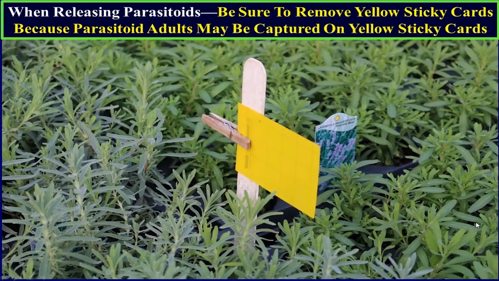Okay, we'll talk about monitoring. When you're using yellow sticky cards, you've got to take them down because parasitoid adults are attracted to that wavelength of yellow and can be captured. So you don't want to release parasitoids only to find out all of them have been captured on the yellow sticky cards. Not an efficient use of biological control.